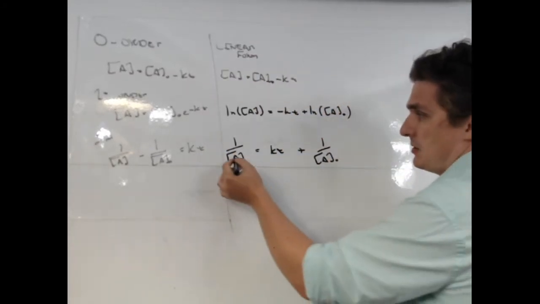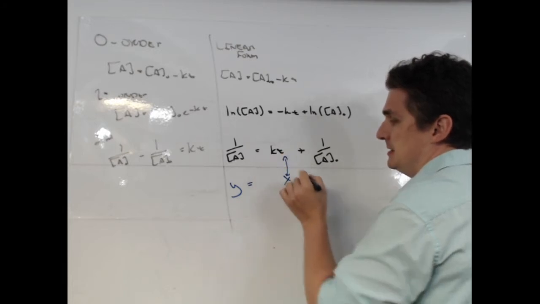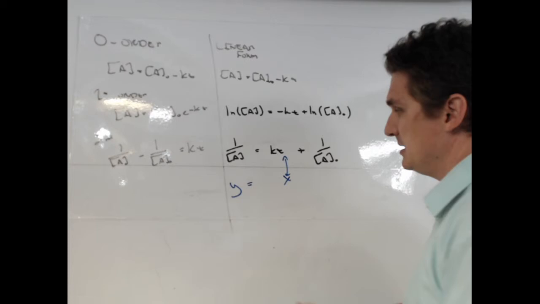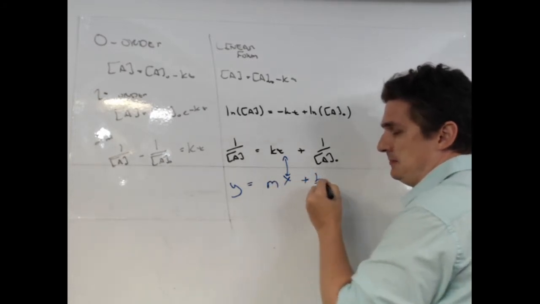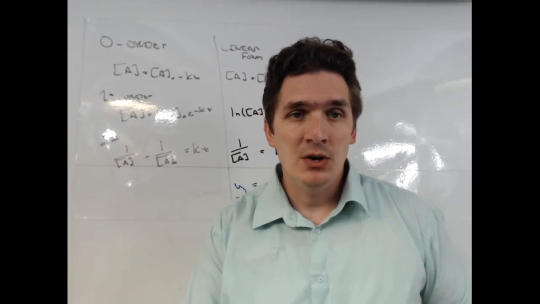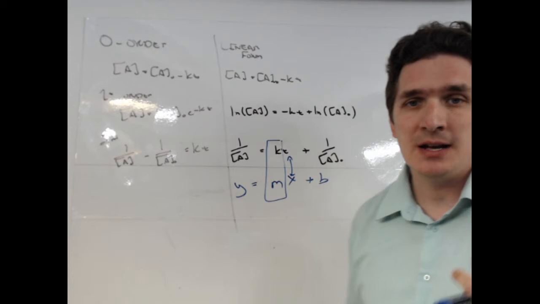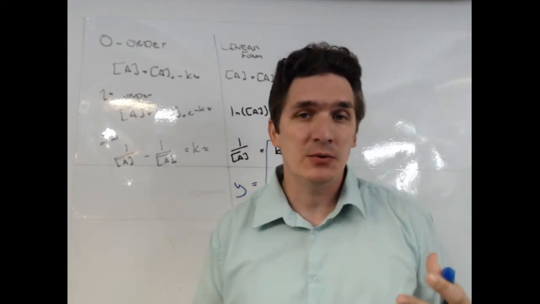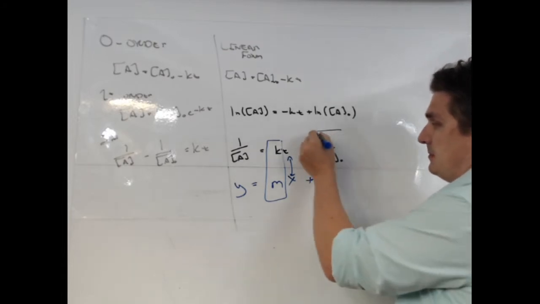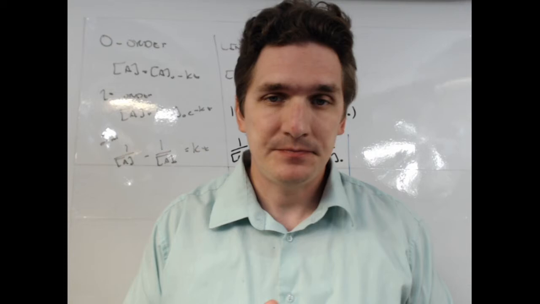So if we look at this, our y here is 1 over concentration, and our x is time. Well, if we fit y equals mx plus b, which is what we've done by adding a linear regression, we know that the slope corresponds to the rate constant k. So whatever number we get for the slope, that's going to equal the rate constant k. The y-intercept should be 1 over the starting concentration.